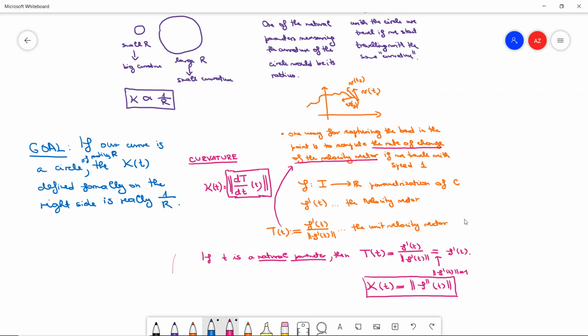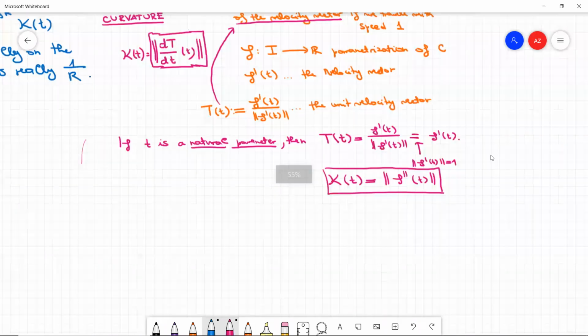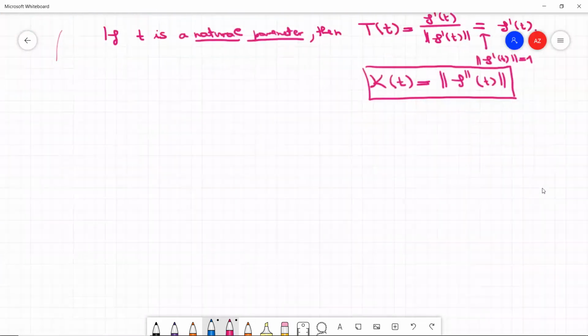So before we proceed, was this clear? Or is there any question regarding the definition of curvature or its intuitive meaning? Okay, then let's look at the next slide.